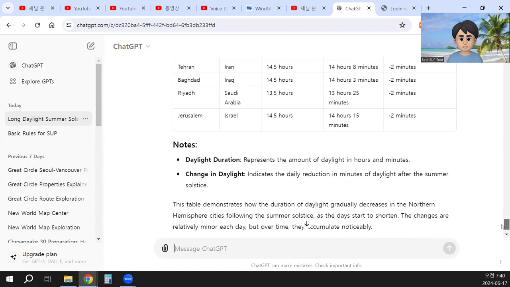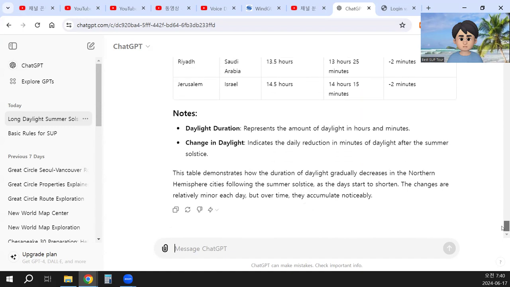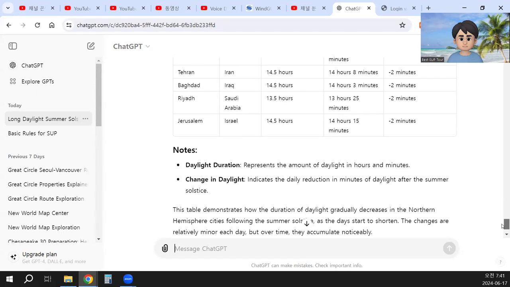The table shows the amount of daylight in hours and minutes, and the changing daylight indicates the daily reduction in minutes of daylight after the solstice. This table demonstrates how the duration of daylight gradually decreases in Northern Hemisphere cities after the solstice. The changes are relatively minor each day, but over time they accumulate.